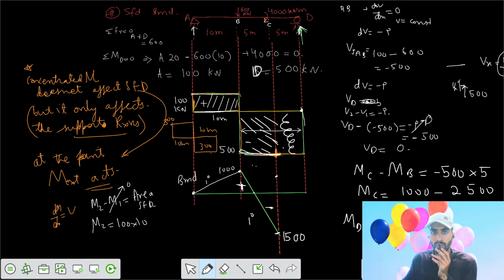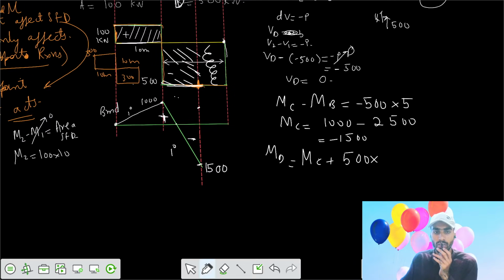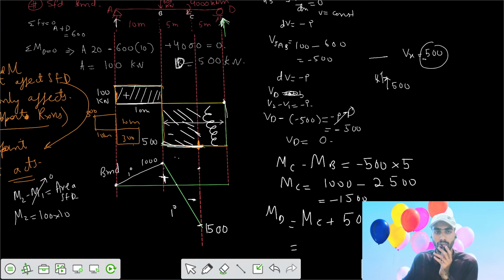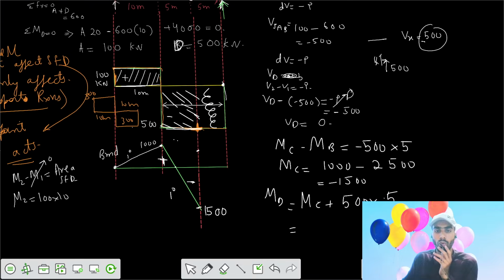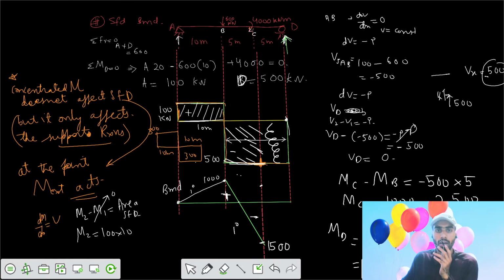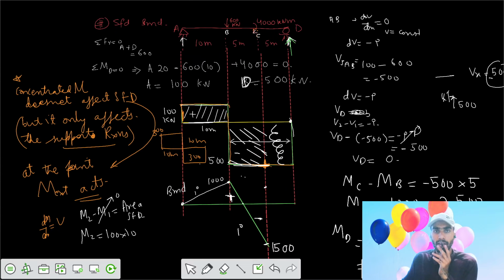This area comes out to be that rectangle, 500 into your length of 5 meter. That means, is it 5 meters? Oh, we forgot that we had a concentrated moment of 4000 kilonewton meter acting at your span at your point C.